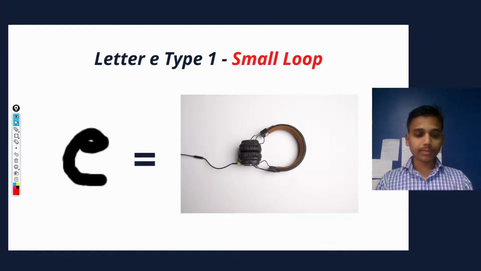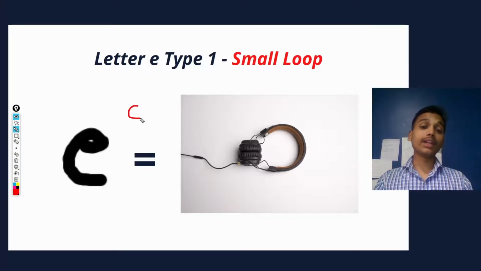We are going to study an interesting letter E type, which is the small loop. Here you can see that letter E normally has a big loop, like here, here, here. But here it looks like letter C. Someone has written C and then just added an extra stroke here. So any letter E where the loop is very small or very tiny, such writers fall under this category. As simple as that.